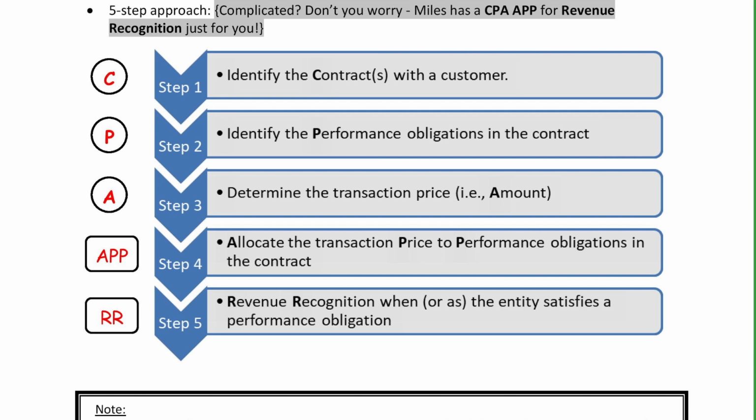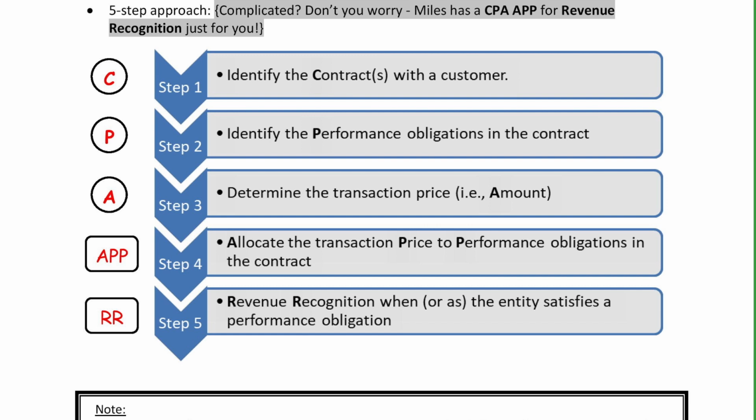Step 4 says allocate price to the performance obligations. So need to allocate the transaction price to performance obligations in the contract. So we said app. So A is allocate, the first P is price, the next P is performance obligations. So allocate the transaction price to the various performance obligations in a contract. It could be a single performance obligation, that means the entire contract is one deliverable, or it could be multiple performance obligations. And the last step, very important, revenue recognition when or as the entity satisfies a performance obligation.